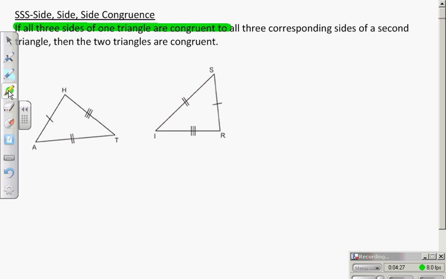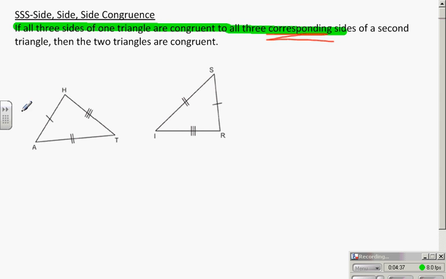Side-side-side is exactly what it sounds like. If all 3 sides of one triangle are congruent to all 3 corresponding sides, and corresponding is a key word in all of these theorems, you can conclude that they are congruent by side-side-side. So here I have my hash marks, which tell me that my sides correspond. So if I do triangle AHT, that would be congruent. A is by the 1 and 2 hash marks. S is also by the 1 and 2 hash marks.